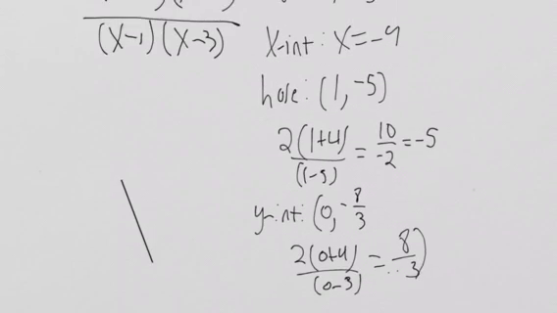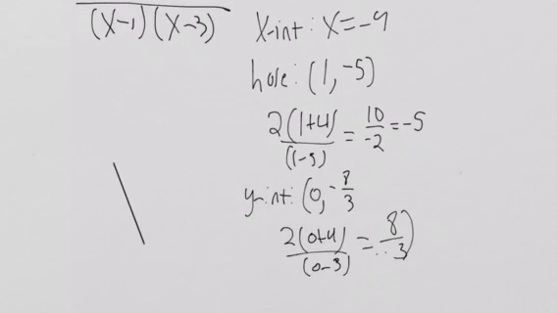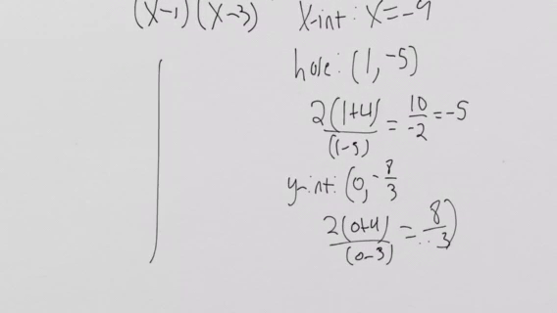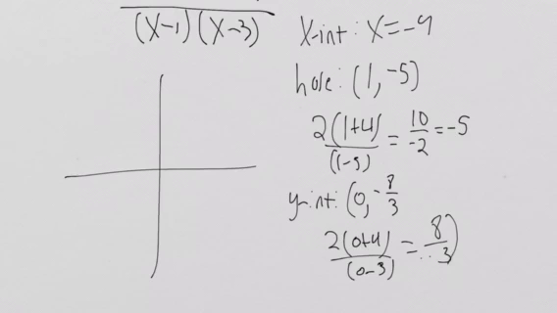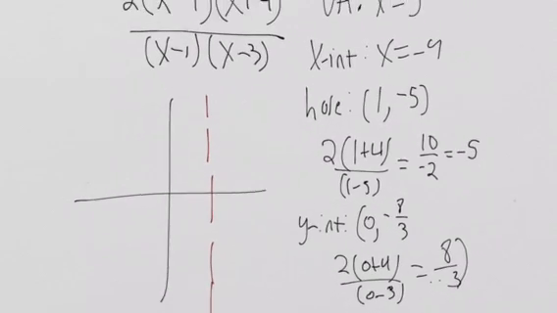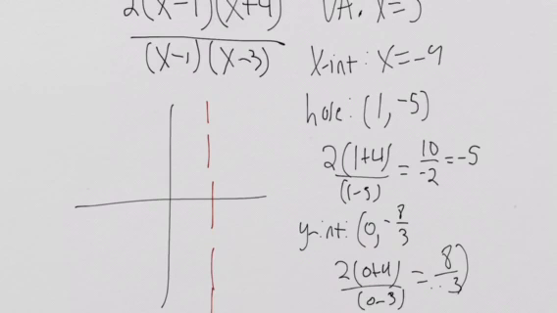All right, so now we have all the information we need to start graphing by putting the key features on here. So let's put on my vertical asymptote at 3. Okay, let's put in my x-intercept at -4. Okay, hole at 1 comma -5. So 1 comma -5 would be like down here.